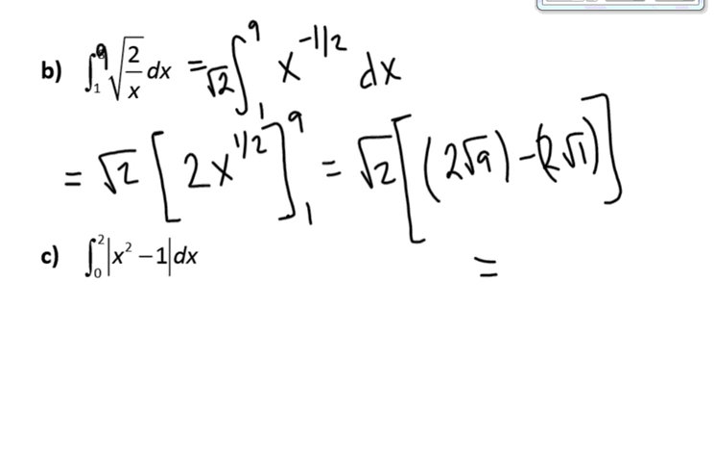So then that will simplify down to be 2 times 3 is 6 minus 2 is 4, so that will be 4 root 2. Hopefully that's correct. I did that quickly in my head.